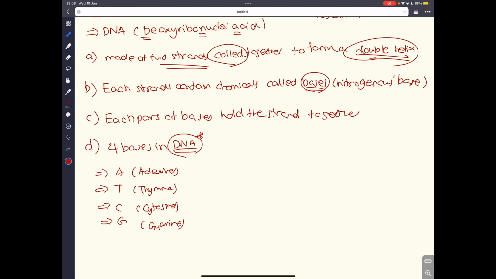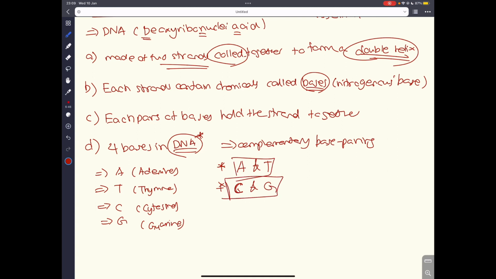Now the way that these bases pair up together is really specific. We call this complementary base pairing. You don't really have to know the exact reason or the mechanism behind how and why they pair to each other, but you will only have to study that A will always pair with T, adenine will always pair with thymine, and cytosine will always pair with guanine. So remember this: A and T, C and G.